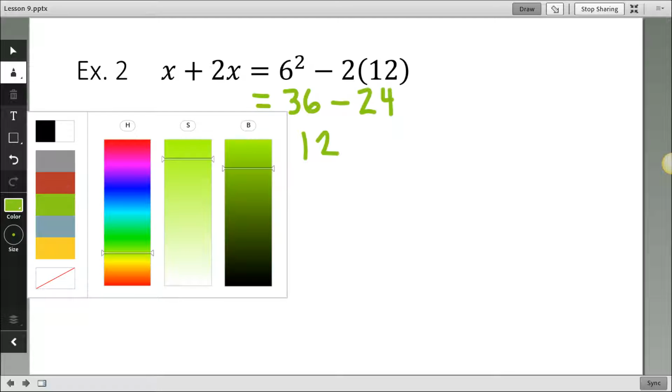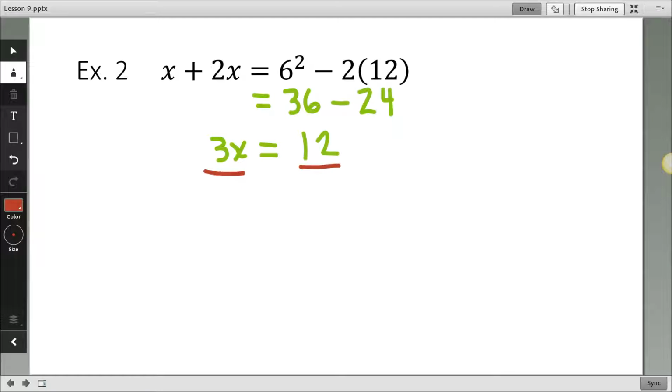And so now I'm going to cancel out multiplication and division. So since I have multiplication, I'm going to divide. And so my final answer is x equals 4.